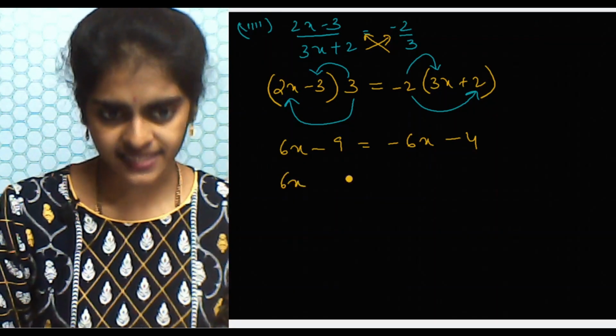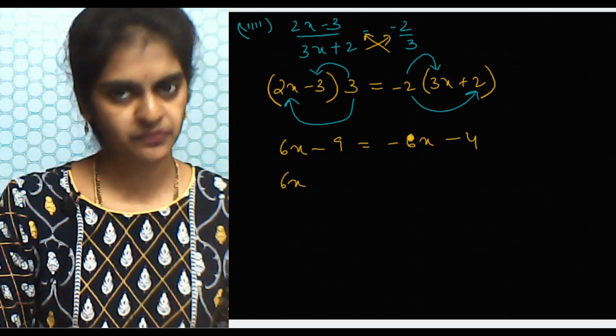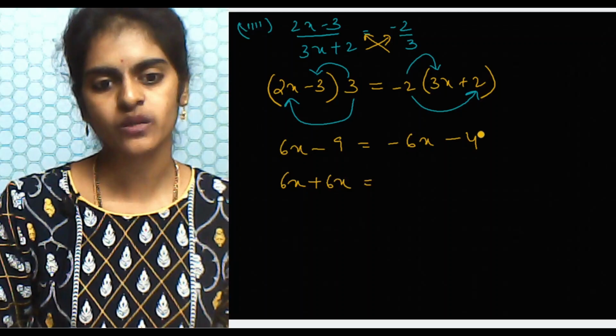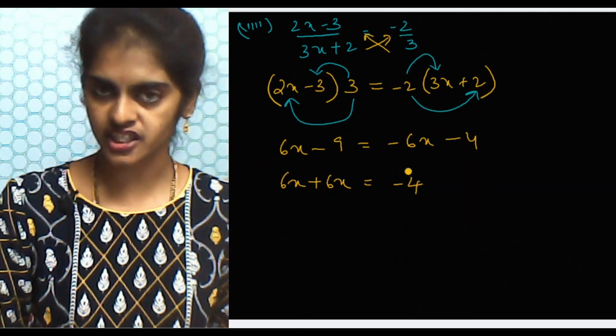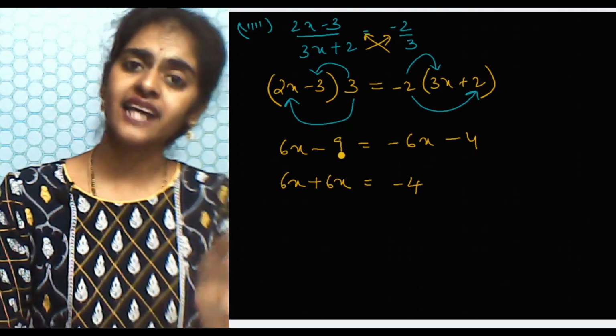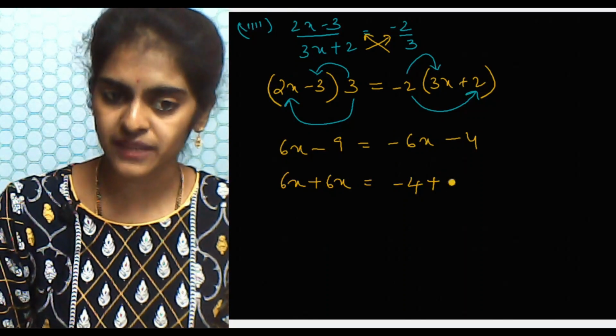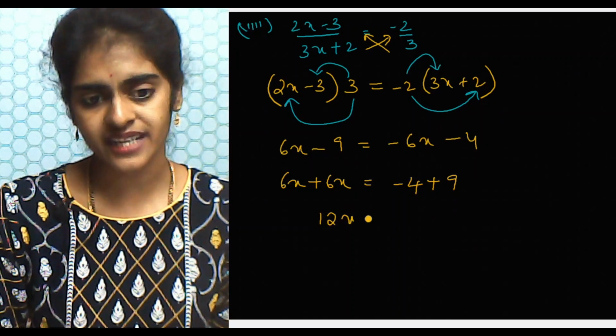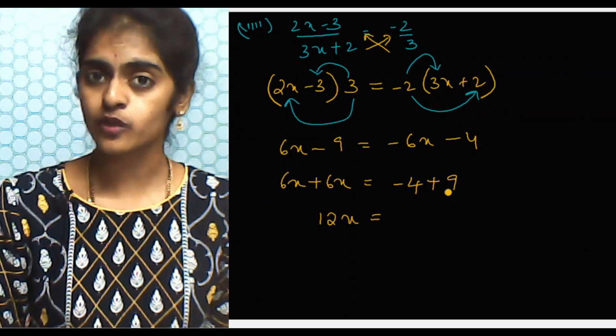So this is 6x. Here, minus 6x you have on RHS. Send it to LHS, so it becomes plus 6x is equal to minus 4 you have here in RHS. Now this minus 9, I'll transpose it to RHS, it becomes plus 9. So 6x plus 6x gives me 12x is equal to minus 4 plus 9.